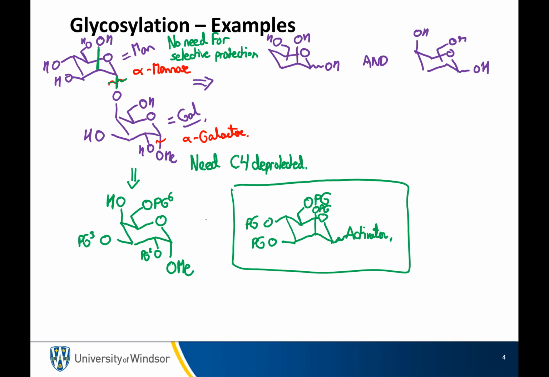Because the most important thing here is what structure do we want to make? How do we do this? And I want an alpha mannose, and I want an alpha galactose, and I want galactose to attach to the mannose at its C4 position. So identify strategically what are the problems I've got. Like, what does the ground look like?